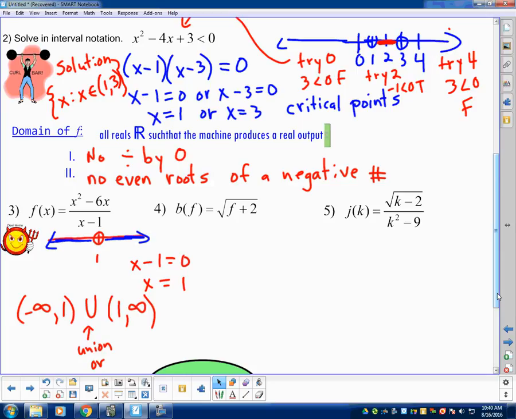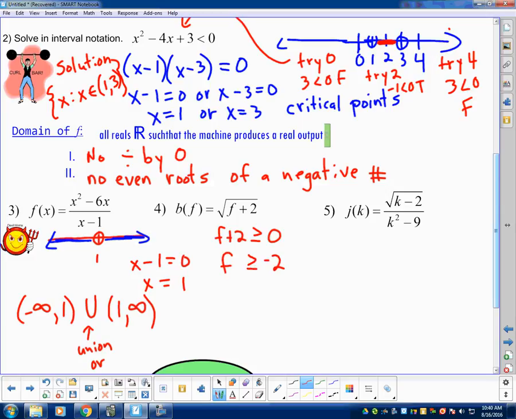So we know that the second restriction applies here. We cannot have an even root that is negative. So that tells me f plus 2 must be greater than or equal to 0. It's okay if it's 0, but it must be 0 or positive. It cannot be a negative number. Solve this for f. I get f is greater than or equal to negative 2.